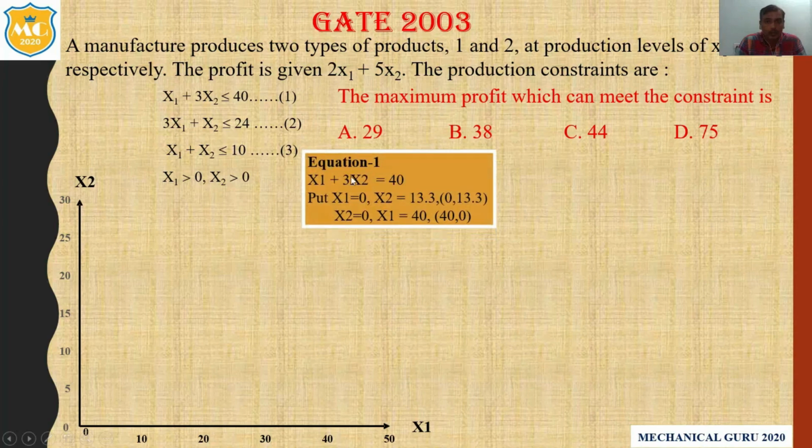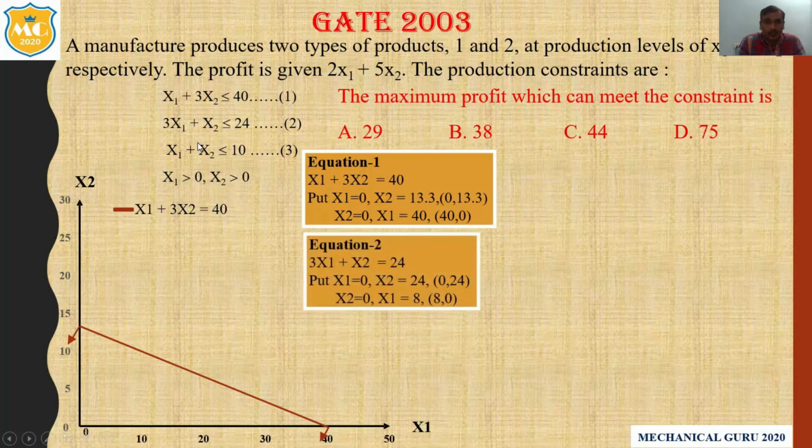So equation number 1, x1 plus 3x2 is equal to 40. Put x1 equal to 0, so x2 is equal to 13.3. So the first coordinate is 0 and 13.3. Same equation, x2 equal to 0, so x1 is equal to 40. The second coordinate is 40, 0. Put these coordinates in the graph. So the first line is this. Here the sign is less than or equal to, so towards the origin, clear.